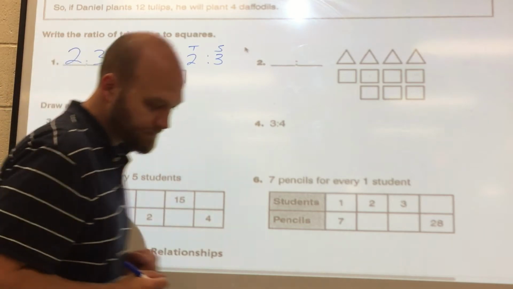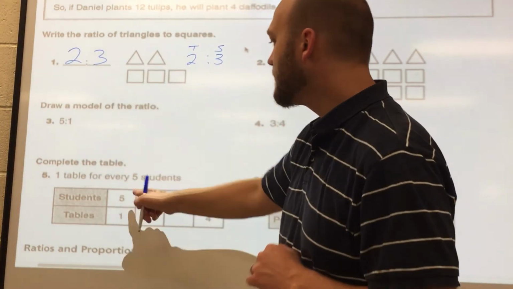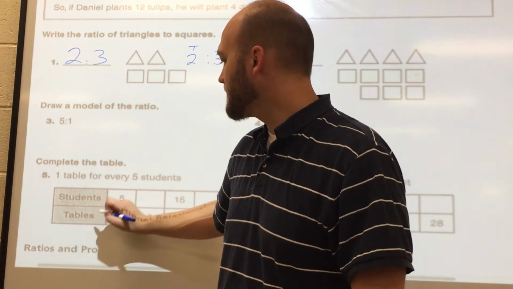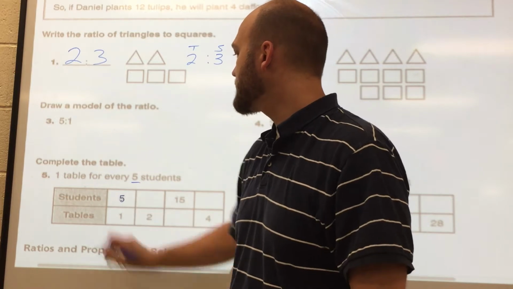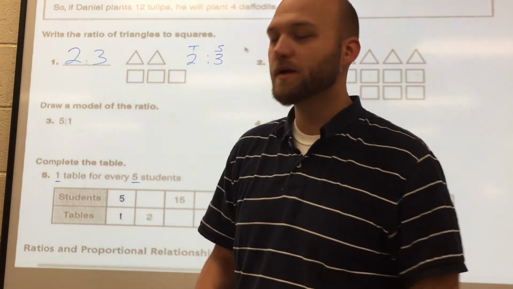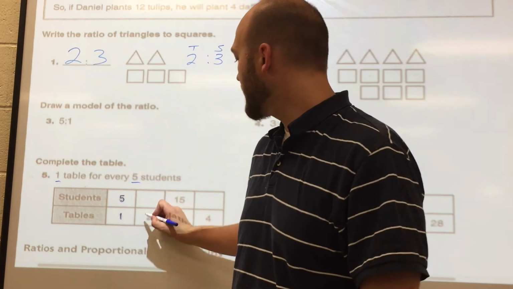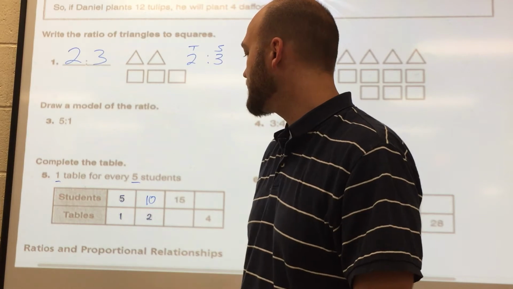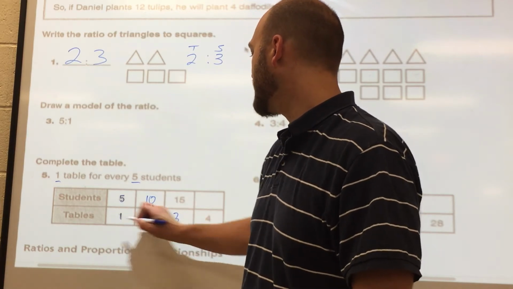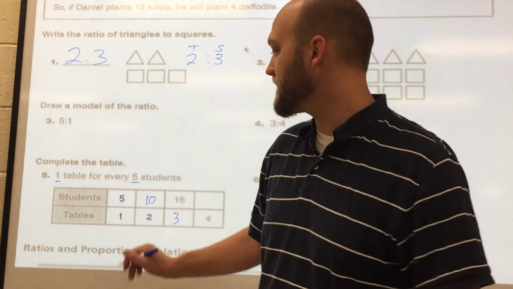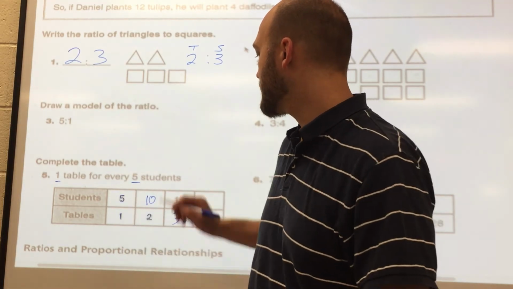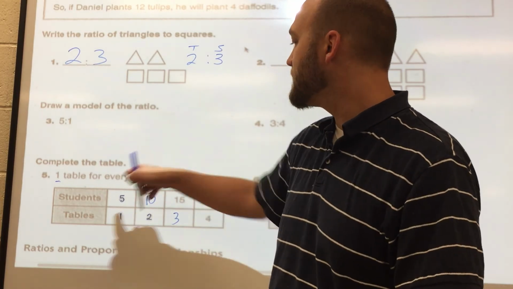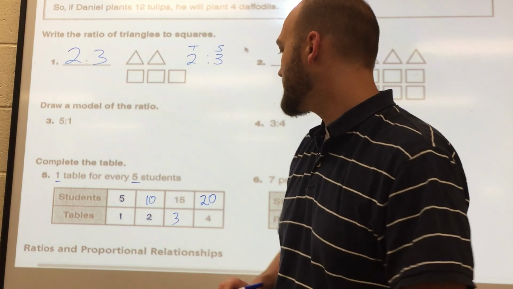If I come down here, complete the table, 1 table for every 5 students. So I have students and tables, so I put my labels down, and I know that I have 5 students, and that's going to give me 1 table. If I have 5 students at 1 table, when I have 2 tables, I've doubled it, so now I have 10 students. If I have 3 tables, I have 15 students, and I can double check my work. 1 times 3 is 3, 5 times 3 is 15, keeping that ratio the same. If I have 4 tables, each with 5 students, that gives me 20 students.